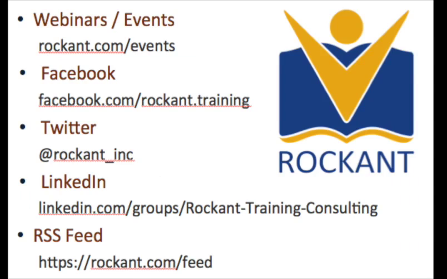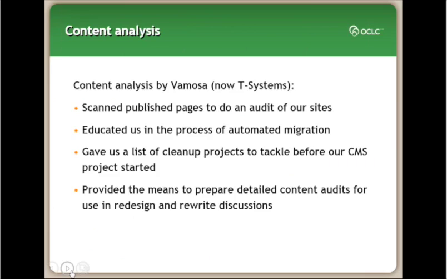One of the first decisions we made when we were discussing implementation was to use an automated migration process. We went with Vamosa, which was acquired by T-Systems during our process. They scanned our published pages and did an audit of our sites that really helped us prepare content audits to use in our redesign and rewrite discussions. They educated us in the process of automated migration so that we knew what we could expect. And they gave us a list of cleanup projects to tackle before our migration project started.